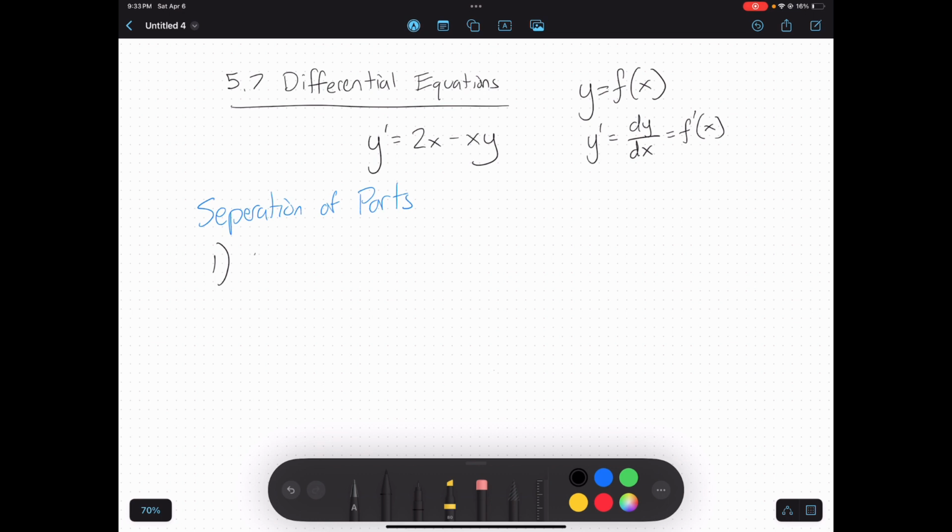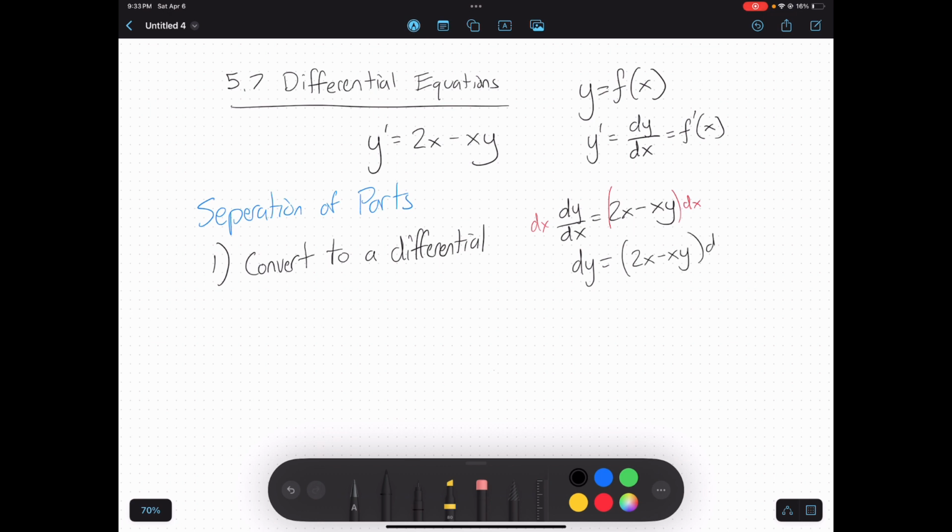So my first step is I want to convert it to a differential. Okay? We've talked about differentials before. All a differential is: instead of writing y prime, I'm going to write dy over dx. And if you remember, a differential is just getting dy on one side, dx on the other side. So I'm just going to multiply both sides by dx, and I'm left with dy equals 2x minus xy times dx. So there, step 1, done. I've got it as a differential.